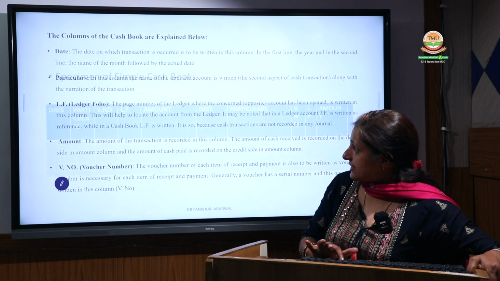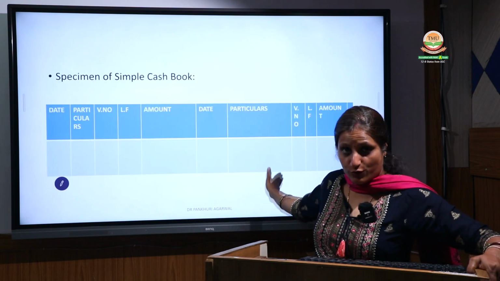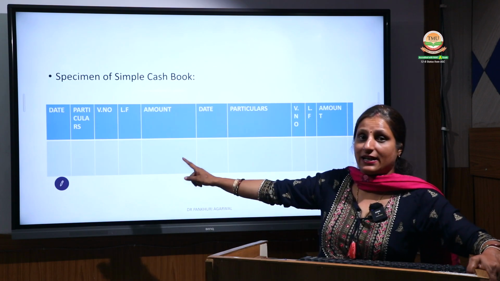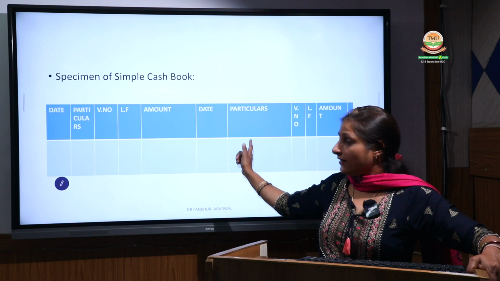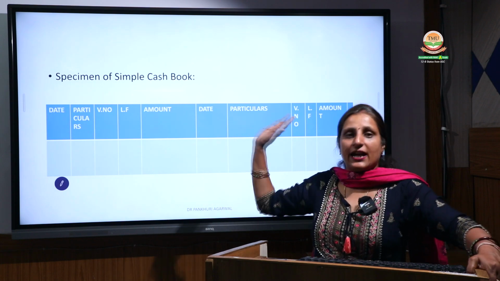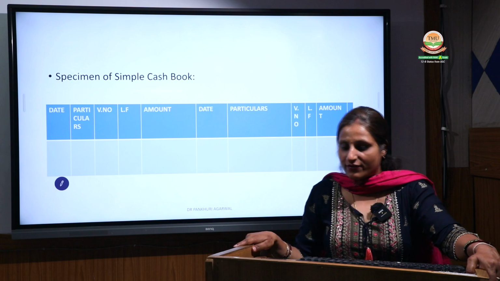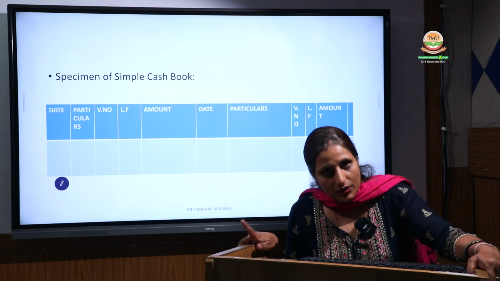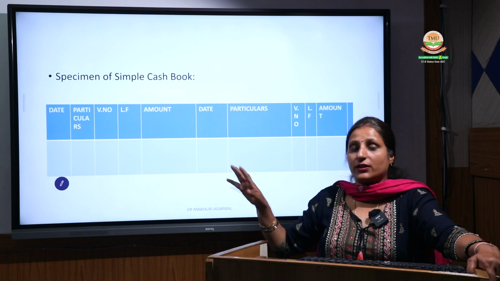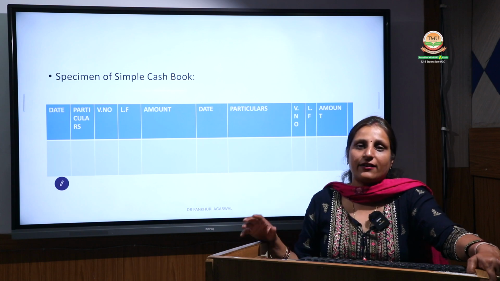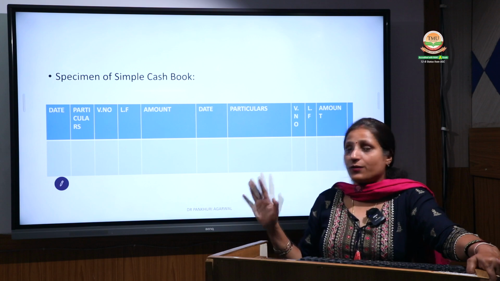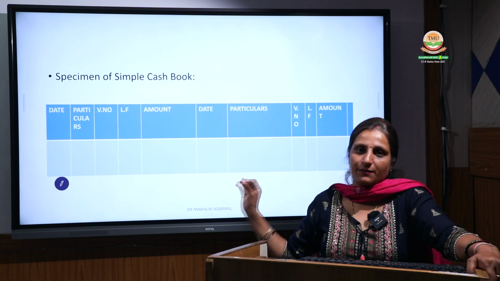See, students, this is the specimen of the simple cash book. Cash book includes two sides: one is the debit side, another is the credit side. Debit side is for the receipt, credit side is for the payment. On the debit side, all the entries that you receive are recorded. All the entries that are related to the payment side we record on the credit side. See this further, we do the question on this specimen.